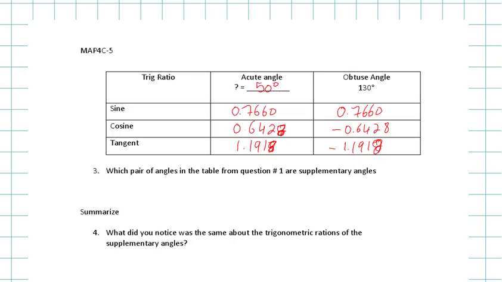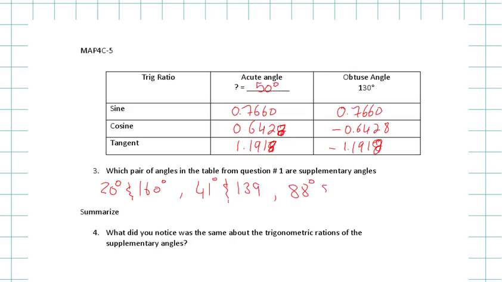All right, so what I want you, you know what, let's answer it together. So we already answered these questions, we're just gonna put it together in separate form. So which pair of angles in the table from question number 1 are supplementary angles? So we said 20 and 160. We said, what was the other ones? 41 and 139, 88 and 92.